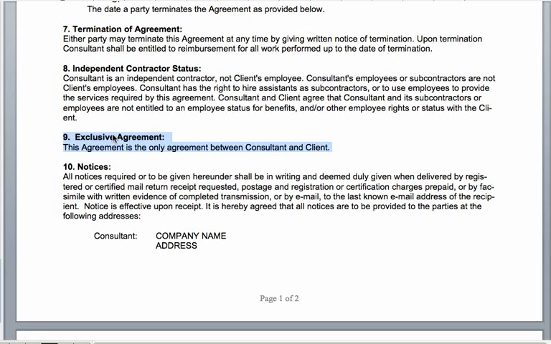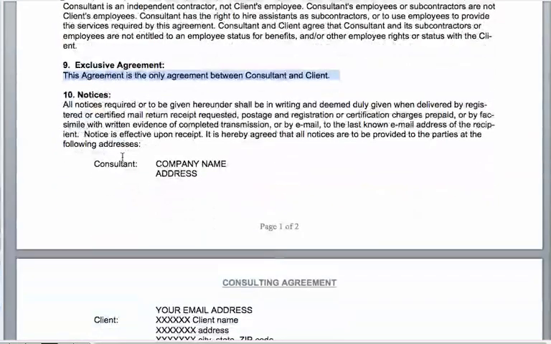So if you include this clause about this agreement being the only agreement between you and the client, and then you get this signed by you and the client, that way it establishes very clearly and legally that the only agreement between you and the client is what's in this agreement. So that's an important protection for you there.